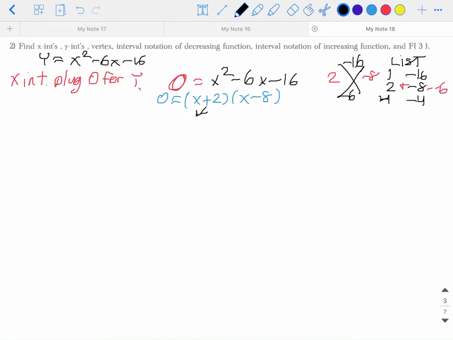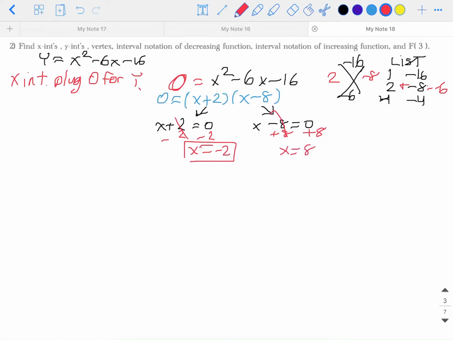From here, split, so that we have x plus 2 is equal to 0 and x minus 8 is equal to 0. Simple algebra, subtract 2 from both sides. X is equal to negative 2. This side, we need to add 8 to both sides, and x is equal to 8. We have now found the x-intercepts of the function.